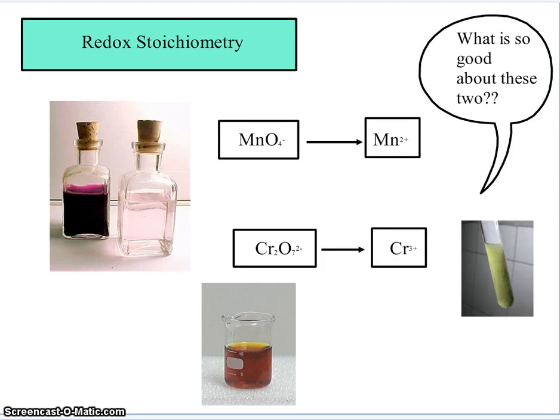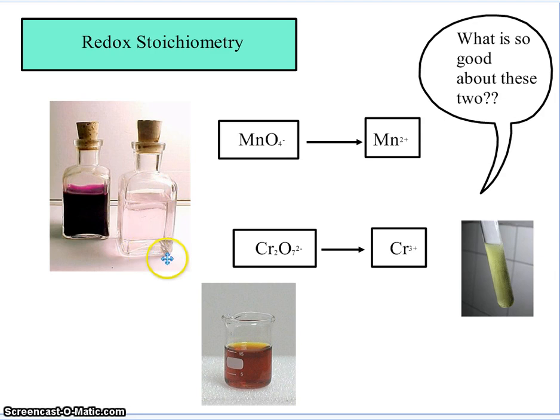So redox stoichiometry is a method used to determine the concentration of solutions that are typically used in electrochemical reactions. Typically we use two strong oxidizing agents in redox stoichiometry. We use MnO4- as it is a strong oxidizing agent in an acidic environment, and it's deep purple. As it gets reduced to Mn2+, it goes either a very pale pink or colorless depending on the concentration.